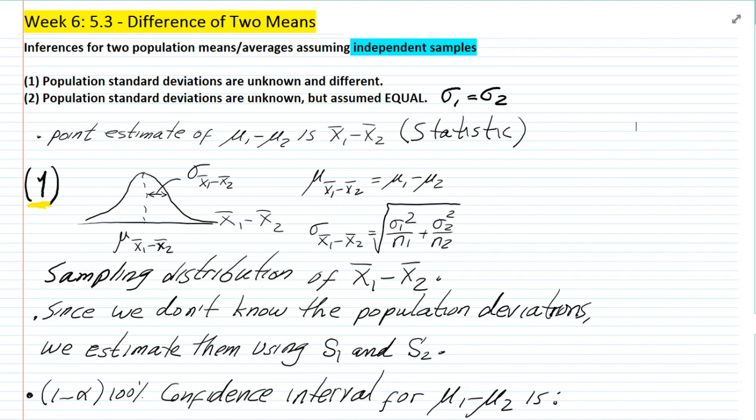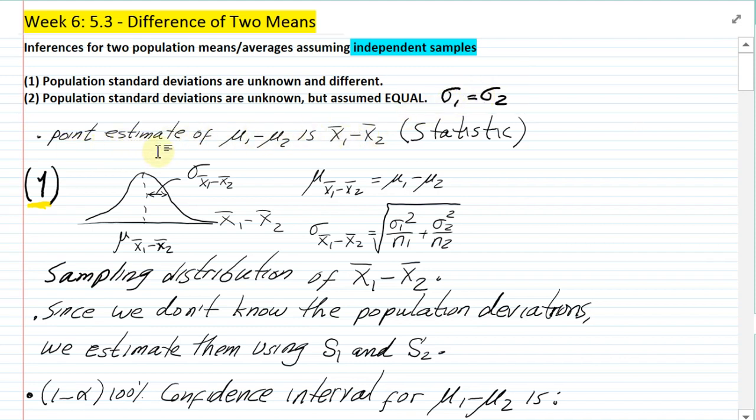So we're going to have two situations here. We're going to take a look at two conditions. The first condition is the population standard deviations are unknown and they are different. And the second situation we're going to take a look at is same as number one. The population deviations are unknown, but the difference is that we can now assume equality of the deviations in the population. So our first form of inference is our point estimate.